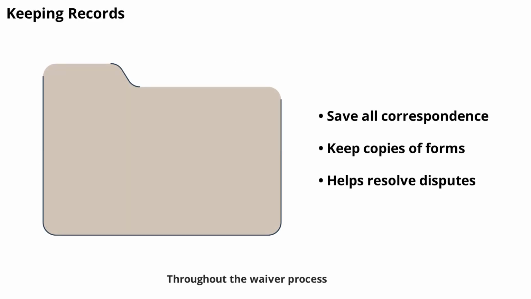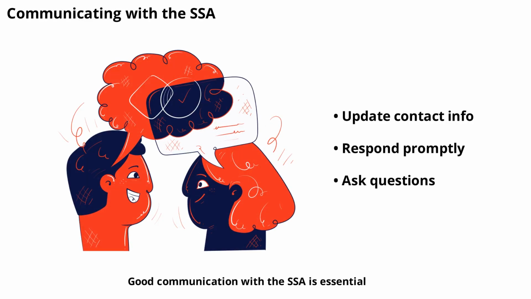Throughout the waiver process, keep detailed records of all your communications with the SSA. Save copies of every letter, form, and email you send or receive. This documentation can be invaluable if there are any disputes or misunderstandings later on. Good communication with the SSA is essential.